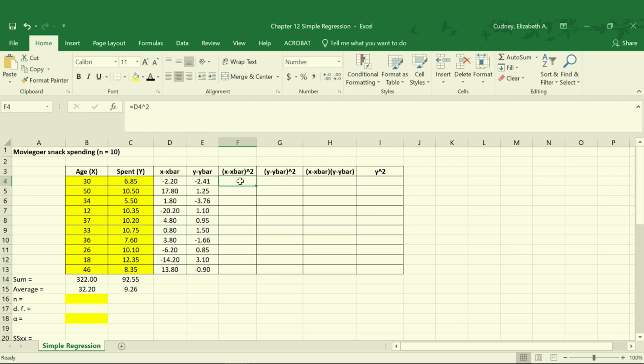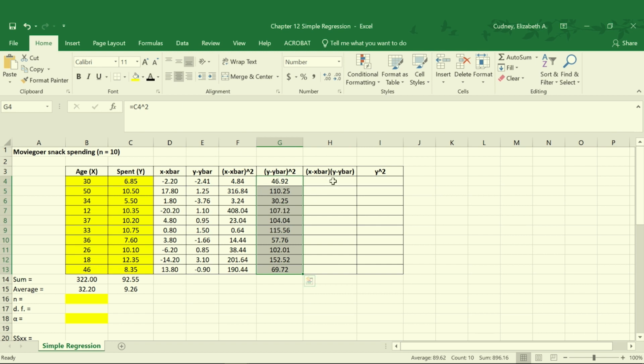The next step that we'll need is our x minus x bar squared. So this is our values from column D. So we've squared those values. Next, we also want our values for y minus y bar squared, which is squaring the values from column E. So now we have those values.